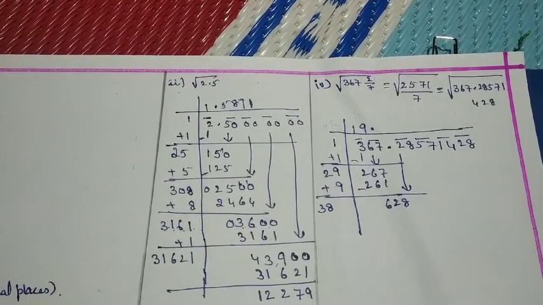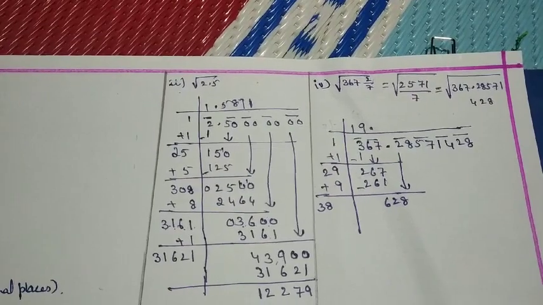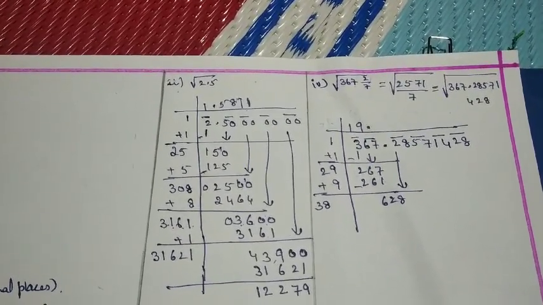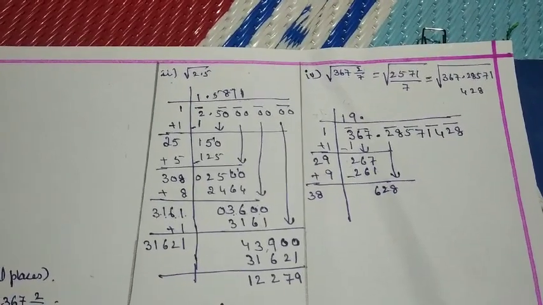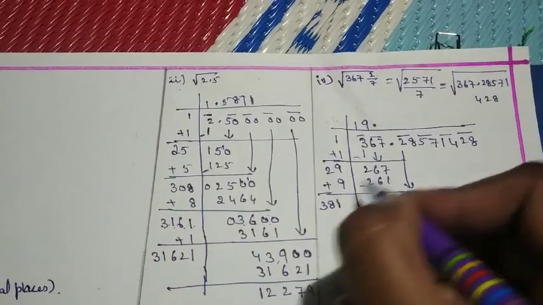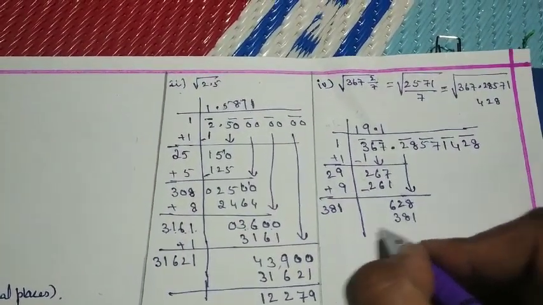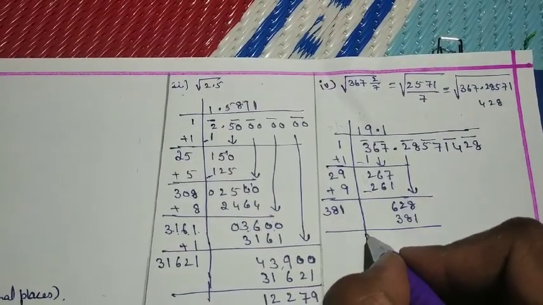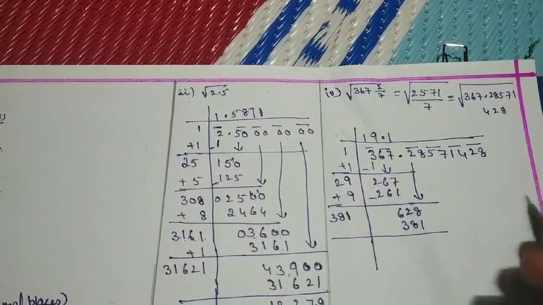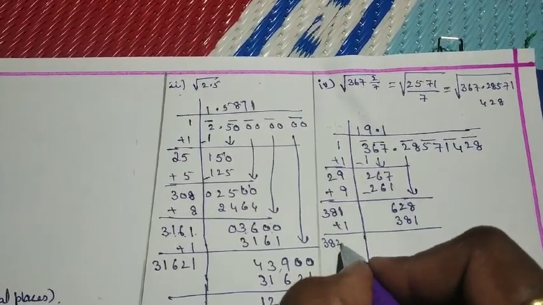So if I take 382 into 2, I get 764, which is greater than 628. So I'll go for 1s only, which is better. So 381 1s are 381. Like this we need to keep on solving till all the periods get over. So add 1 here, and we'll get 382.